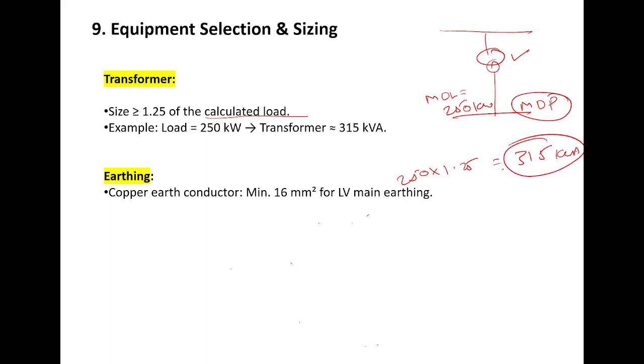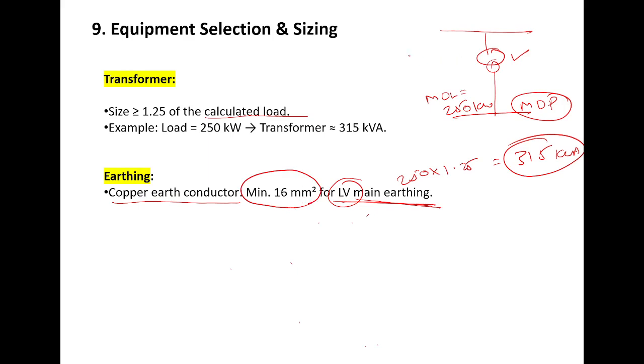Check in the market which is the nearby size, the default size of the transformer, and go with that and select that transformer. Okay, this is the rule of thumb to calculate the transformer size. After this, we are having earthing. Earthing will be copper earth conductor only for LV, LV main earthing. Okay, keep it in mind, only for LV. Take minimum 16 square mm of cable, copper conductor cable.